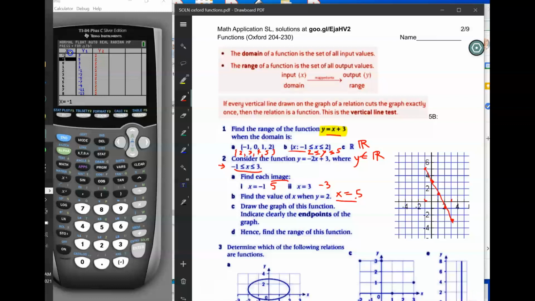Okay? And finally, hence find the range of this function. So using the graph, it's a lot easier to find the range of the function because you can just check to see, okay, what y value does this correspond to? The endpoint corresponds to y equals 5 and y equals -3. So I can write this out as an interval by saying that y ranges from -3 to 5, and I'm including the values -3 and 5, and that's why I put less than or equal to instead of just less than. Okay? All right. Next one.